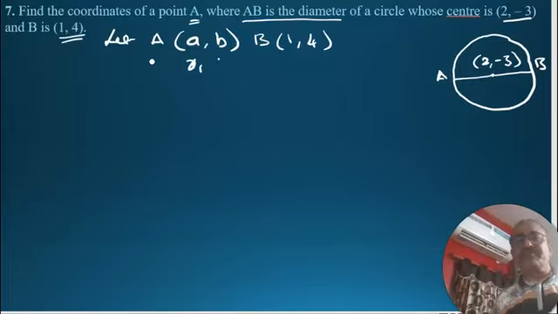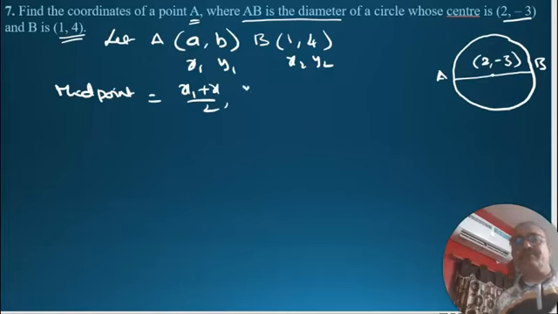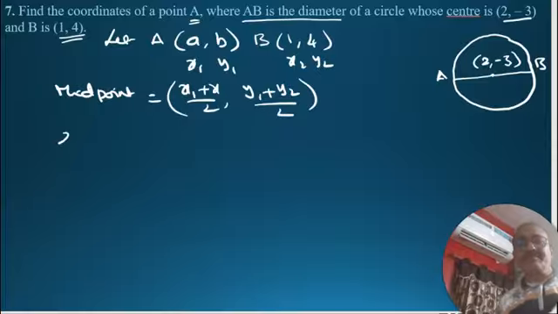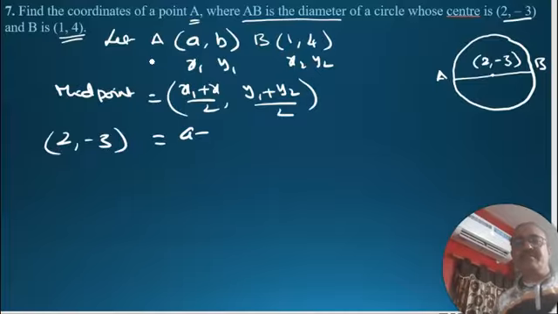So let us suppose (x1, y1), (x2, y2). Now we know that midpoint is equal to ((x1 + x2)/2, (y1 + y2)/2). Now what is the midpoint here? (2, -3). Now substitute x1 as a, plus x2 as 1, by 2, and b plus 4 by 2.